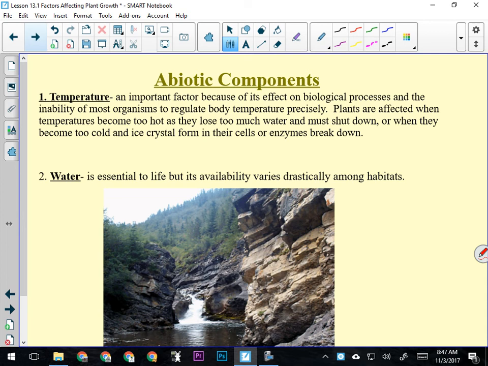All right, so these can include temperature. First one. It's an important factor because of its effect on biological processes and the inability of most organisms to regulate their body temperature precisely. Very few organisms are actually capable of doing that, and even the ones that can only do it within a narrow range. For example, human beings: the ability for us to maintain effective body temperature, minus putting on a bunch of layers artificially, would be about 5 degrees to about 40 degrees. That's about the range where we can effectively manage our body temperature.